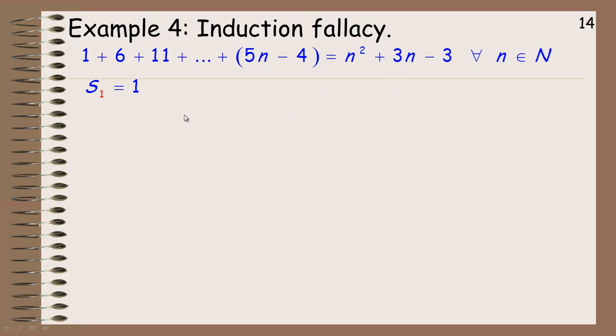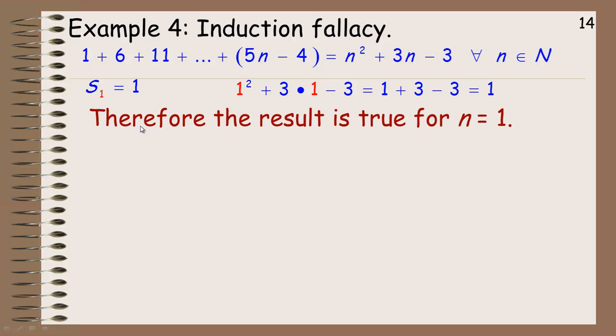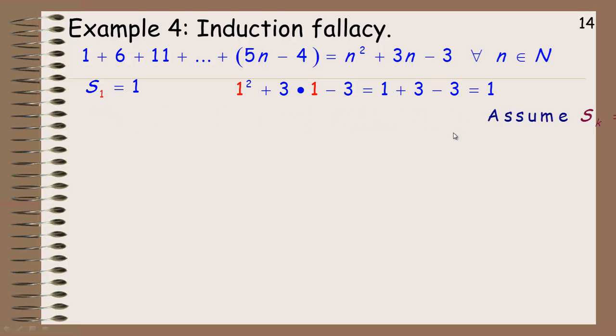So by mathematical induction, I want to show that if I put 1 in place of n, it gives me the very first sum, and S1 is 1. So if I put 1 in place of n, 1 squared plus 3 times 1, minus 3. So that's 1, this would be 3, and then minus 3 in the end, and that does work out to 1. So it seems like it's true. It does work for the very first case. This does work if n is 1, so it is true for 1.